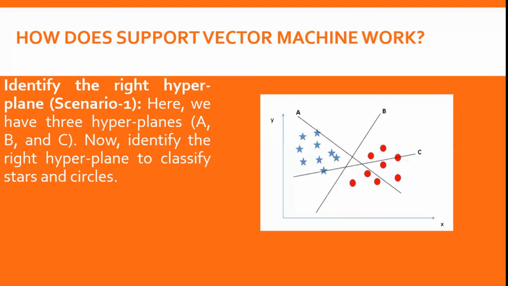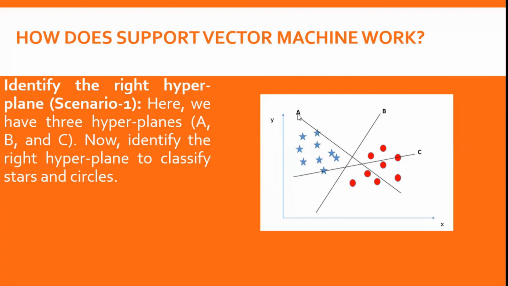So how does SVM work? Identify the right hyperplane, scenario 1, where you have 3 hyperplanes A, B, and C. Now identify the right hyperplane to classify stars and circles. All the data points we have will be entered into the graph. Once the data points are entered, which line should be taken into consideration? Hyperplane A, or B, or C? Which one to be considered?